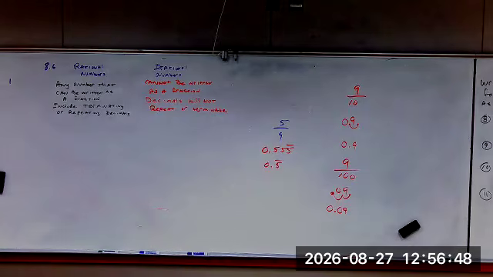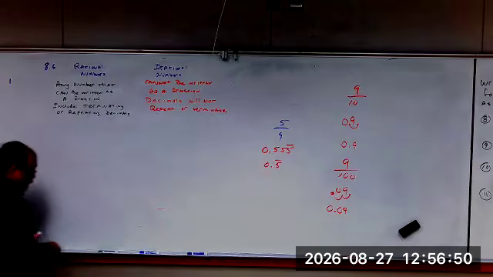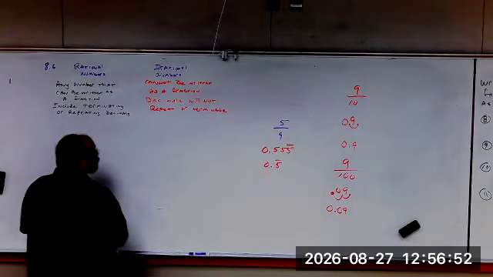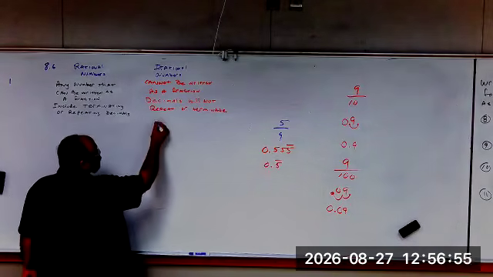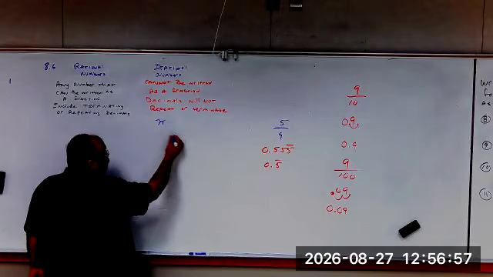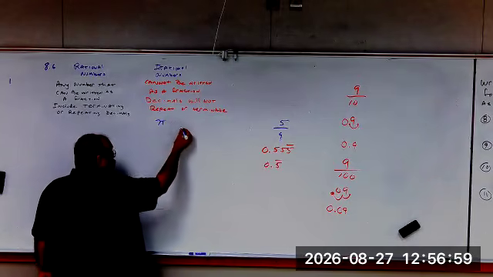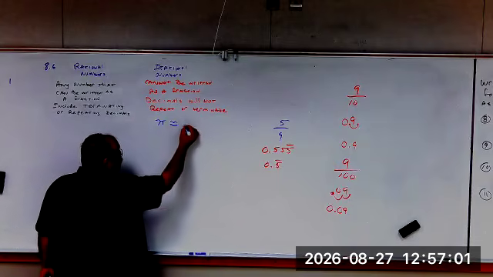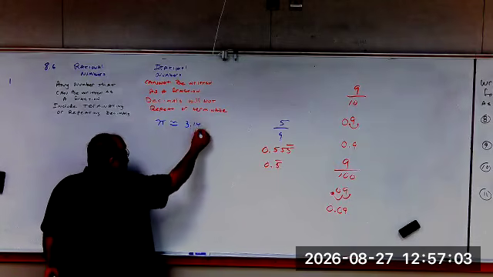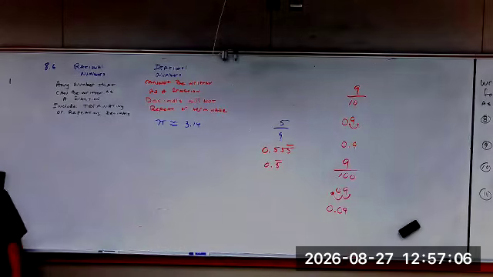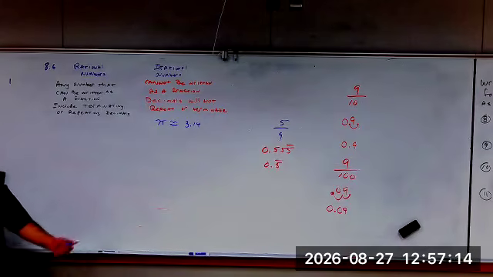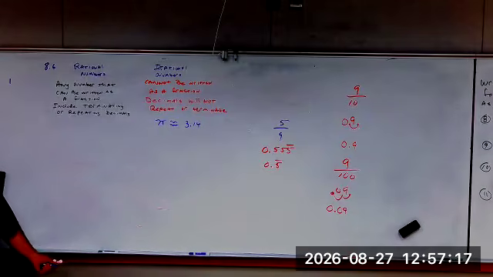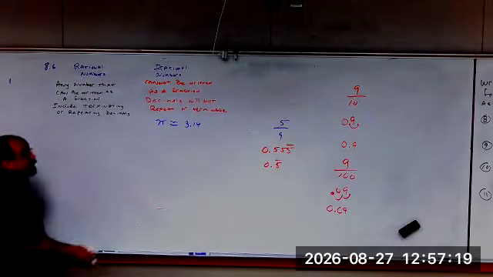One of the most famous irrational numbers of all time is the number pi. Pi is approximately 3.14. If you write it like that, that is not the exact value of pi, it's just an approximation. No one can write out all the digits of pi because it never ends. It never repeats a pattern. You can't put a bar over anything.